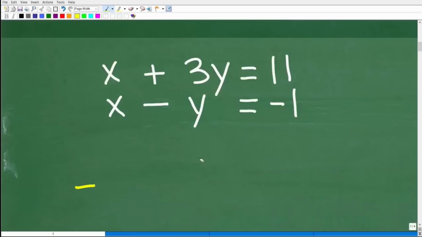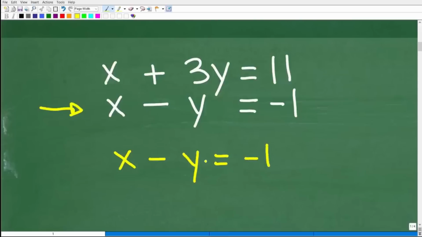Now, if I was to use the substitution method, what you could do is solve for one variable in one of the equations. So for example, x minus y is equal to -1. Here, you know what, I'm going to solve for x.